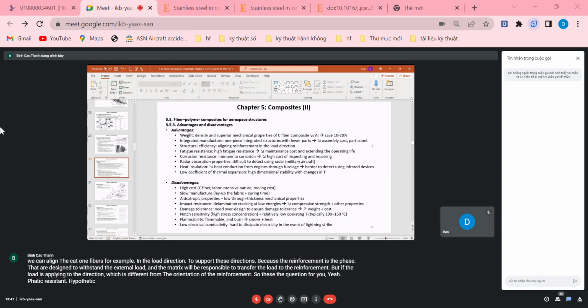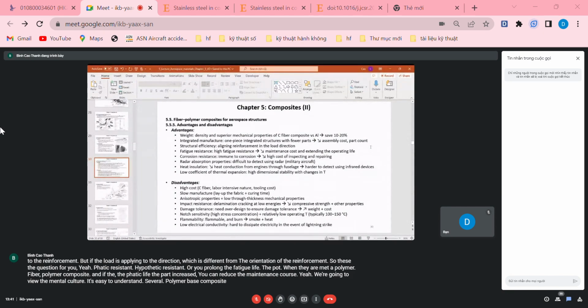Fatigue resistant, high fatigue resistant, or you prolong the fatigue life of the part when they are made of fiber polymer composite. And if the fatigue life of the part increases, you can reduce the maintenance cost. Yeah, you can reduce the maintenance cost. It's easy to understand.